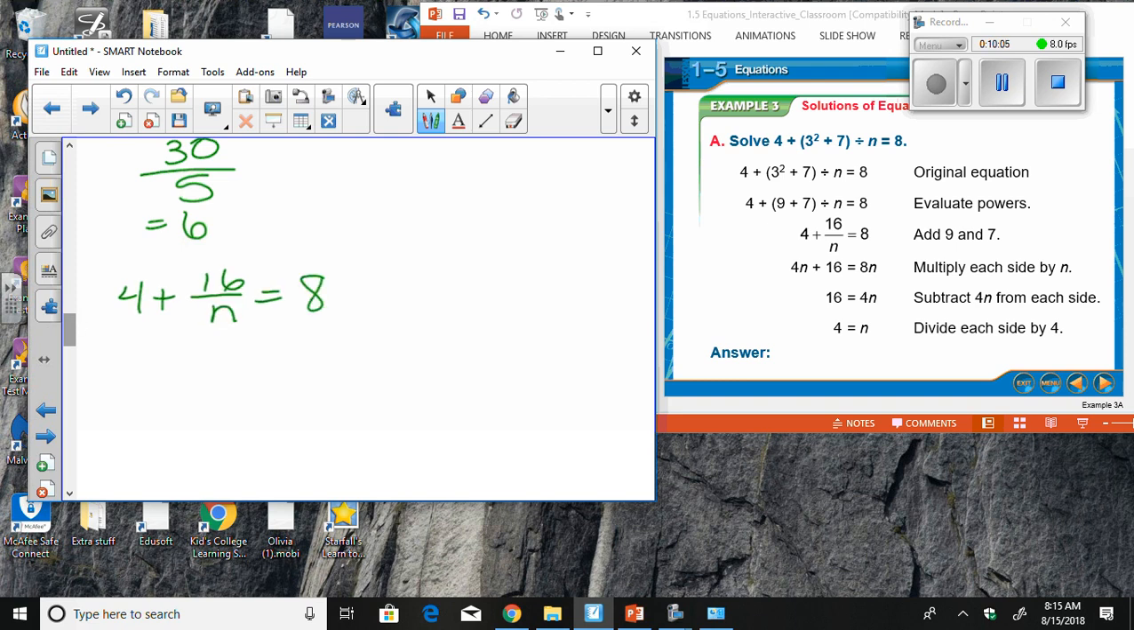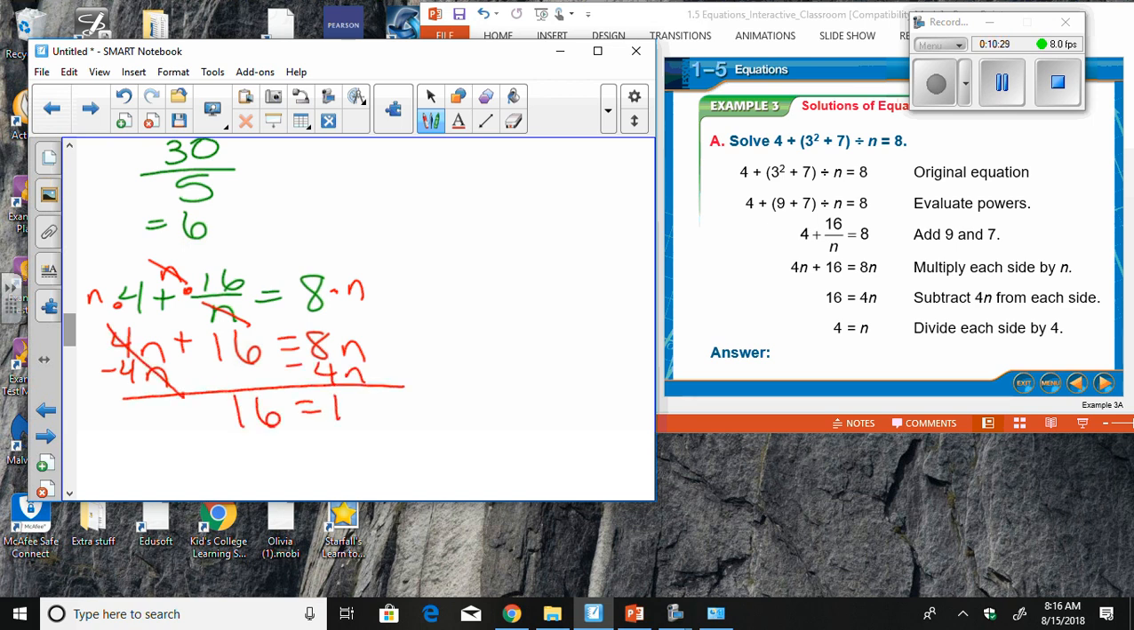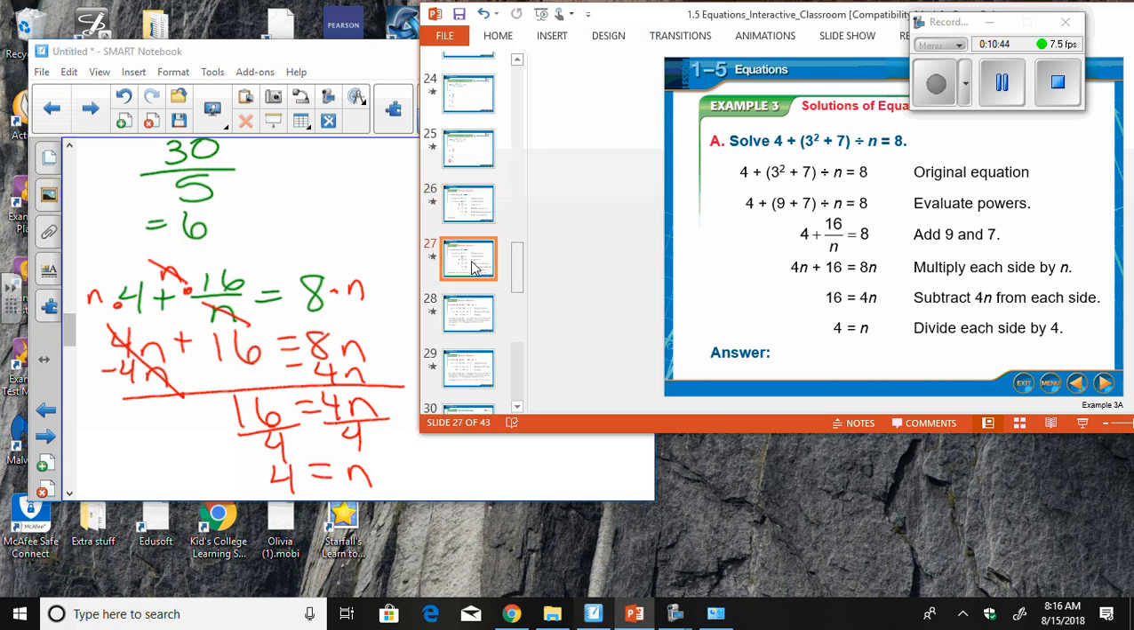They got rid of the fraction. How they did that is they multiplied everything by n. So now we have 4 times n plus, well, these n's are going to cancel out, 16 is equal to 8n. Now we get like terms together. So we subtract 4n from both sides, and we get 16 is equal to 4n. We divide both sides by 4, and we get 4 is equal to n, where n equals 4. So the equation has a unique solution of 4.